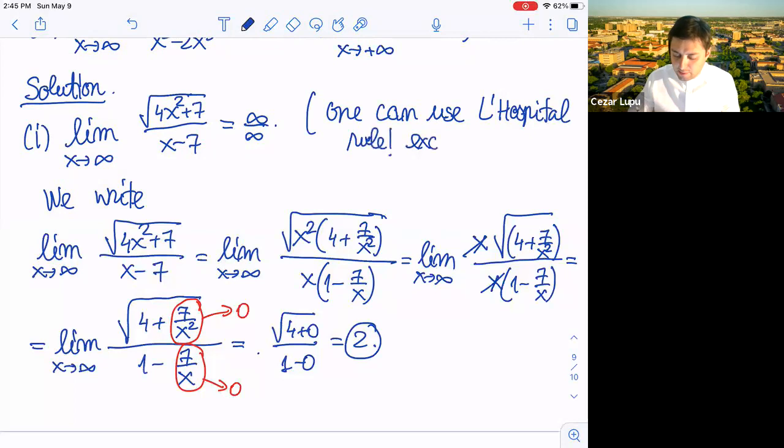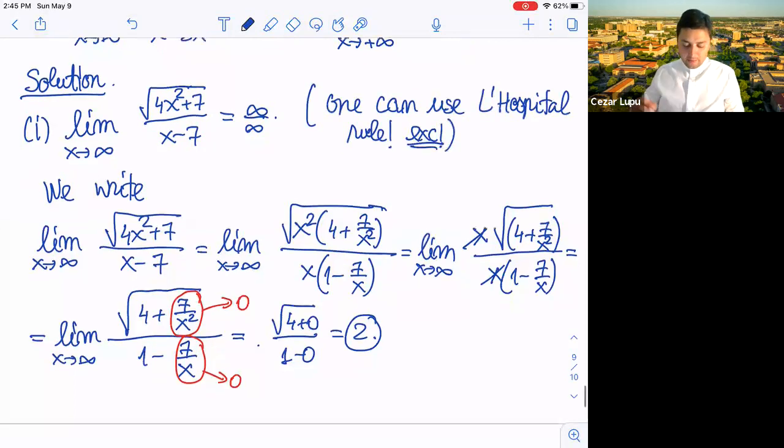I'll leave it to you as an exercise to do it. But please do it so that you can check yourself in two ways. All right, let's see the second one.